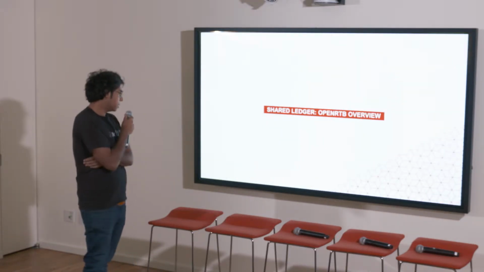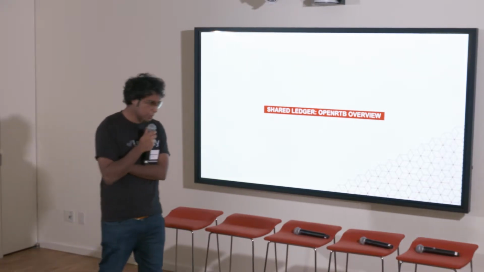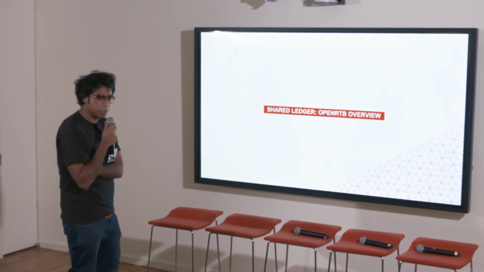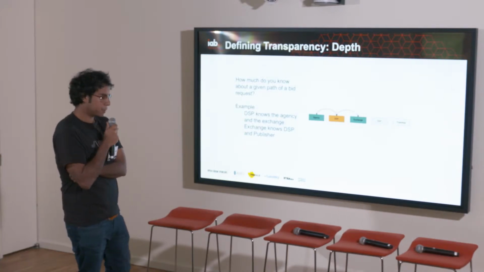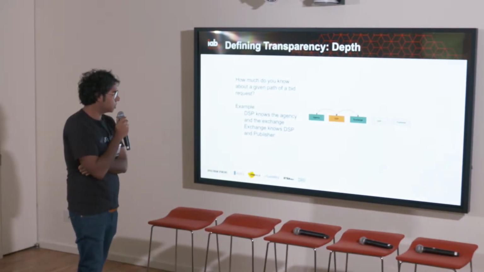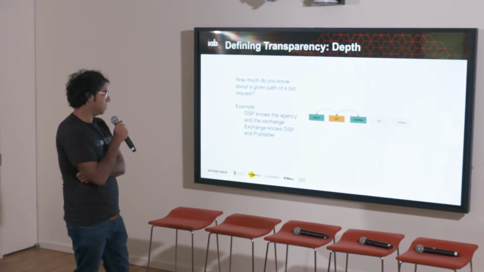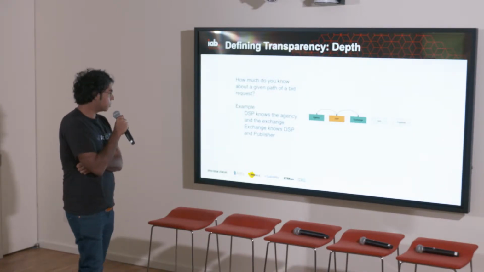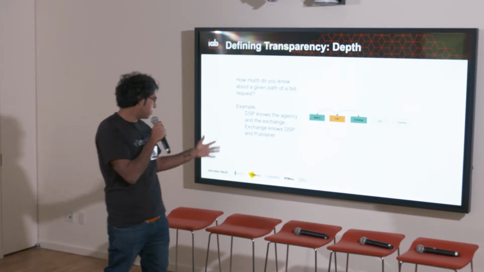Next one. Cool, so shared ledger. First, I'm going to give an overview of OpenRTB today, and some definitions. I want to first define transparency. Here we have a depth. So what is transparency then? How much do you know about a given path of a bid request?